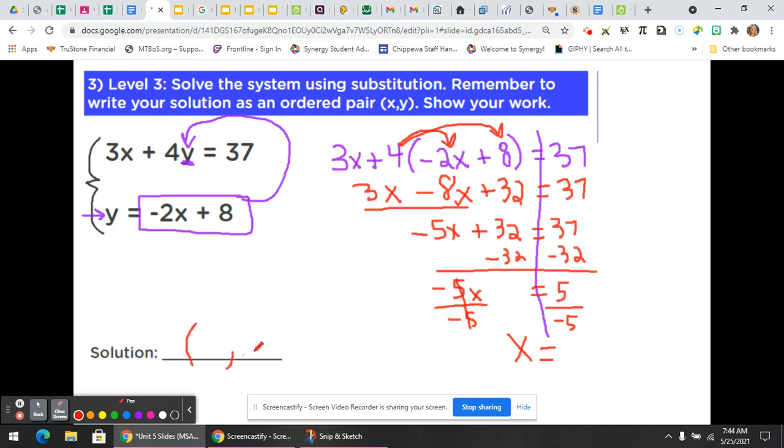So can you please finish this solution? You're going to find out what x is equal to, and you're going to need to plug that in for x right here. So finish this off. What is the x and y location in which these two equations meet?